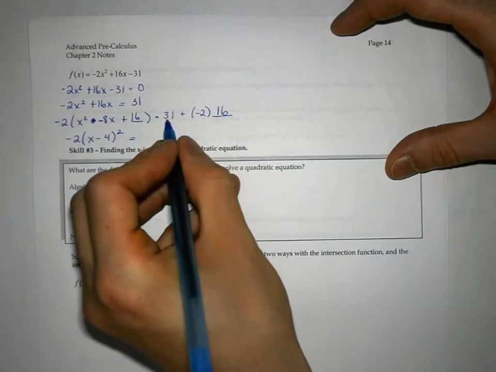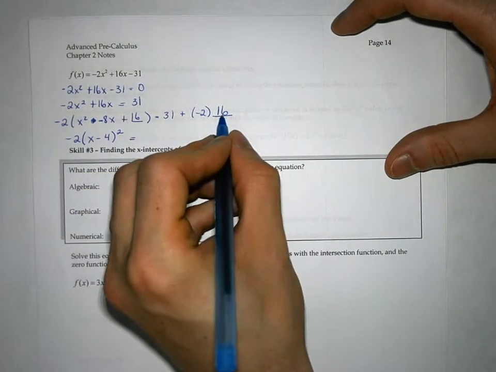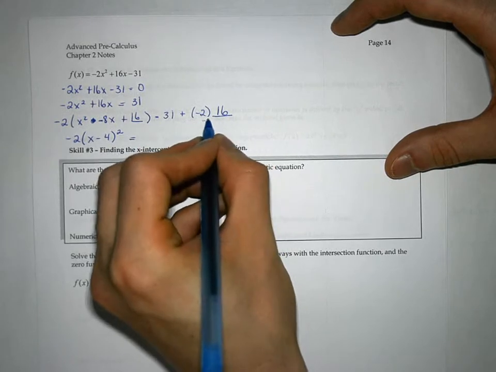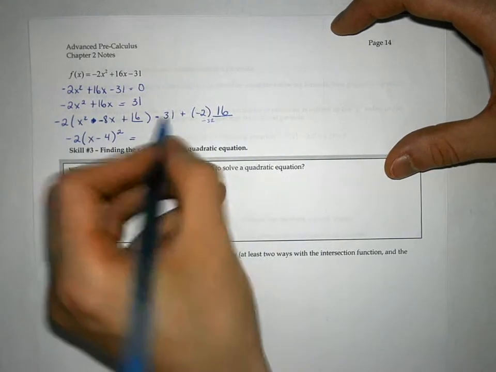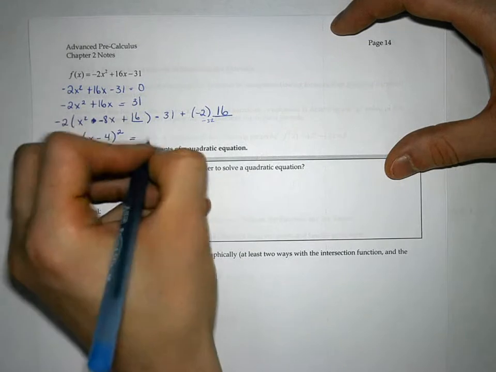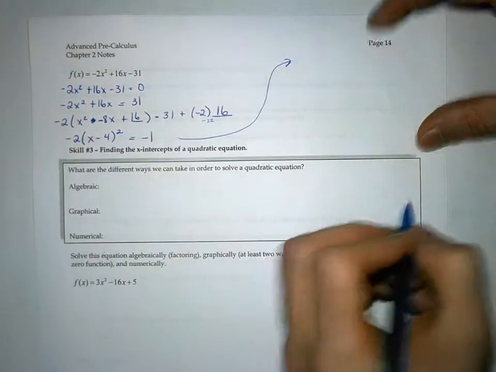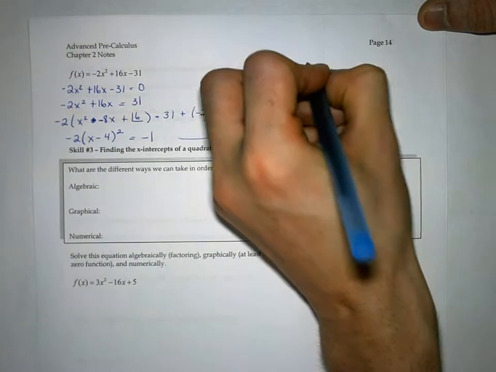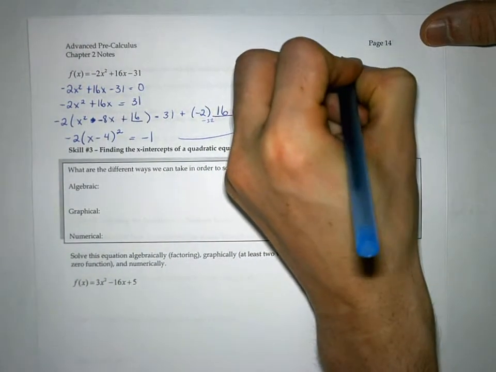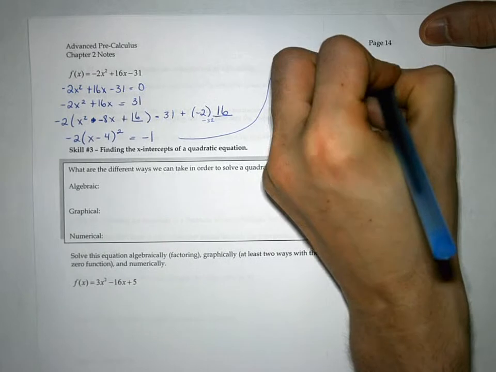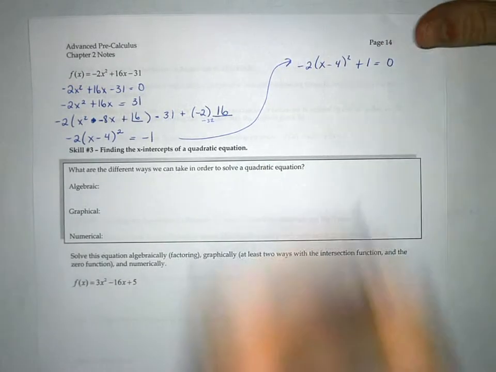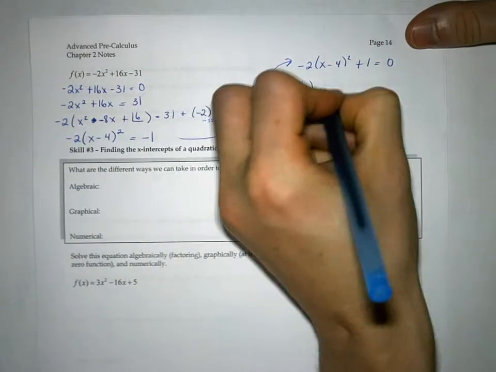On my other side here, 31 plus negative 2 times 16. This right here is a negative 32. So 31 plus negative 32 is a negative 1. And we'll put everything on one side. And when I'm back to equaling 0, I can write it as a function.